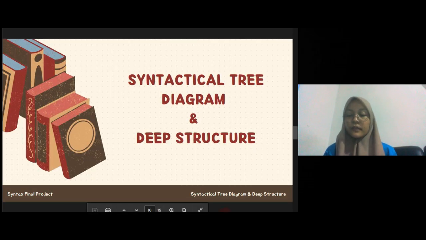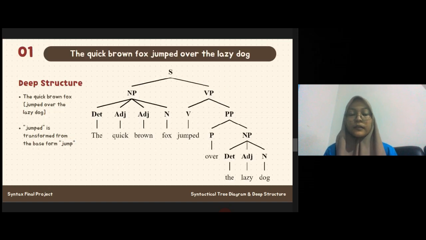Okay, now let's see the second part. There is syntactical tree diagram and deep structure. Number 1, the sentence is the quick brown fox jumped over the lazy dog. The deep structure of the sentence is divided into two parts. The first part is the quick brown fox, and then the second part is jumped over the lazy dog. And then the word jumped in the sentence is transformed from the base form jump.